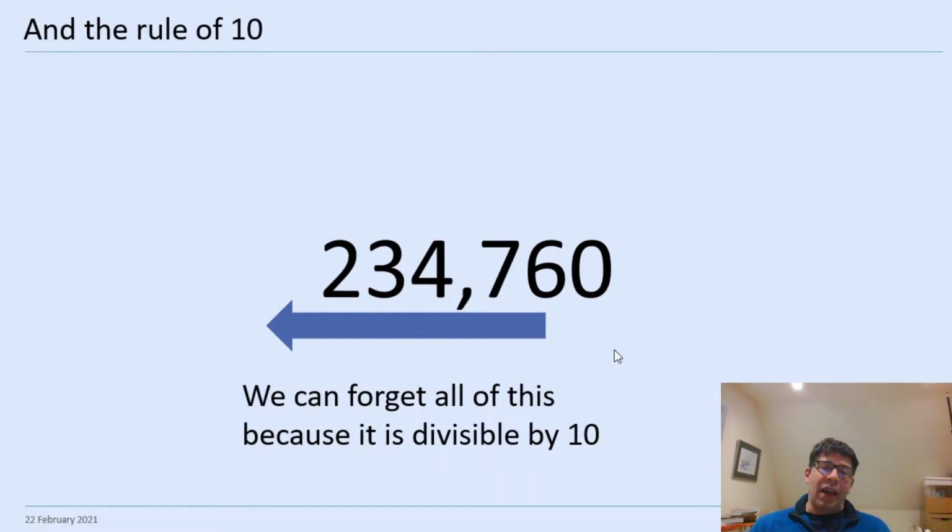The same is true for the rule of 10. So 10 goes into 60, 10 goes into 700, 10 goes into 234,000. All we care about is the last digit, which is 0, so the whole thing is a multiple of 10.